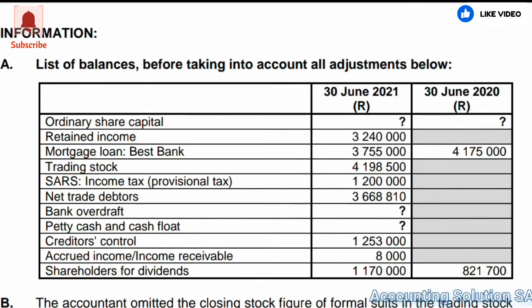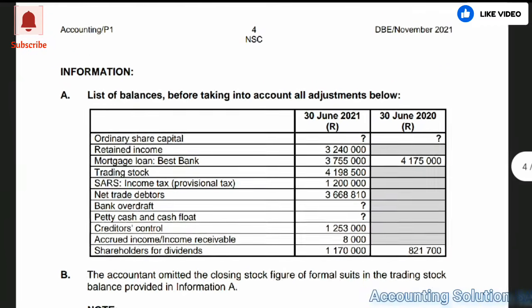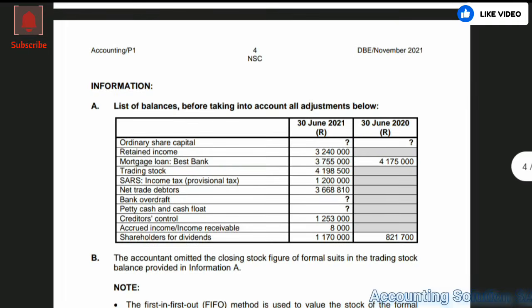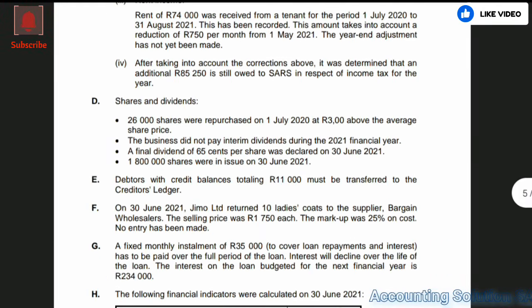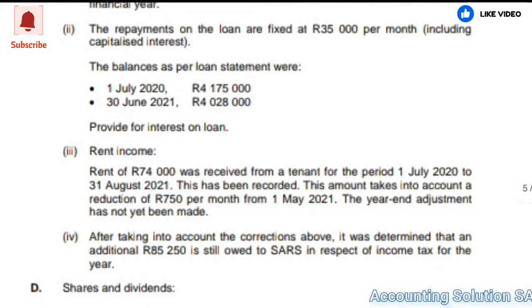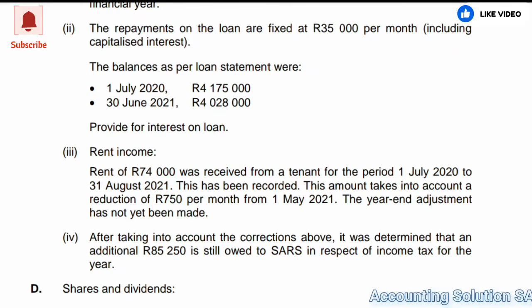Okay, then let's check. On number 5, we have SARS income tax provisional tax of 1,200,000. Provisional tax, guys, simply means that this is an amount that we are going to pay at a certain time. Okay, this is the payment that we have made to SARS, which means that it is going to reduce what? The liability that we owe to SARS. Okay, then we have to take this amount of 1,200,000, then we combine it with the amount that we still owe.